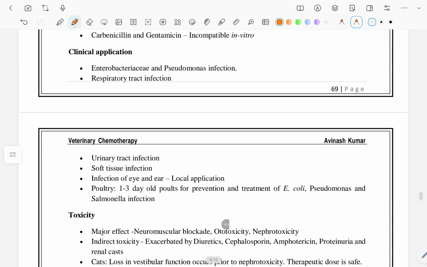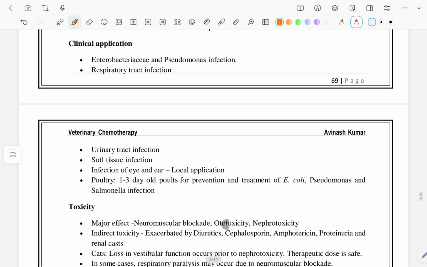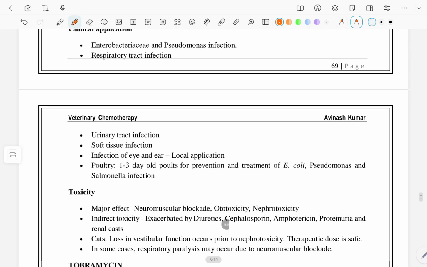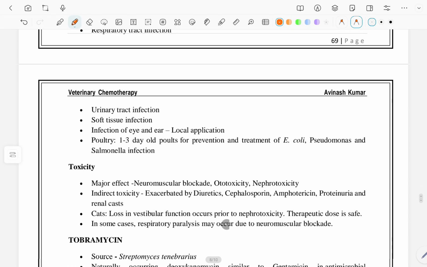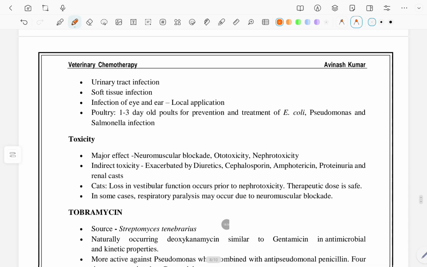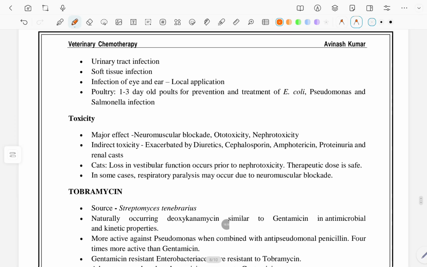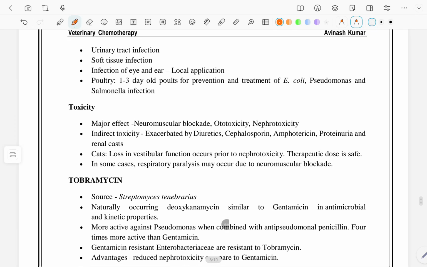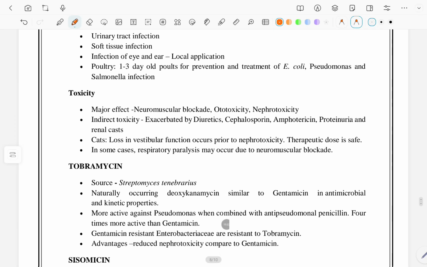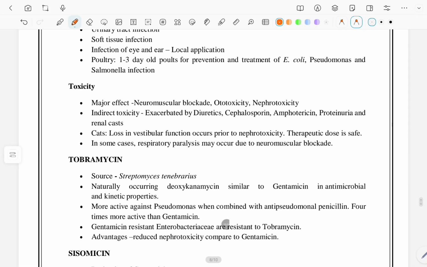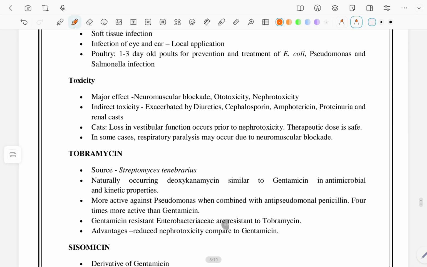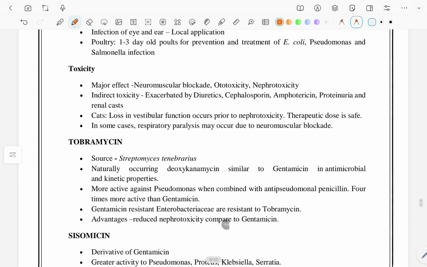Clinical application: Enterobacteriaceae and Pseudomonas infection, respiratory tract infection, urinary tract infection, soft tissue infection, infection of eye and ear. Local application in poultry, to day-old poults for prevention and treatment of E. coli, Pseudomonas and Salmonella infection.